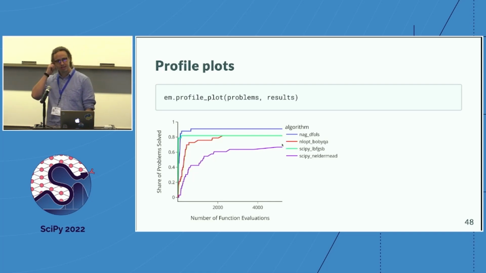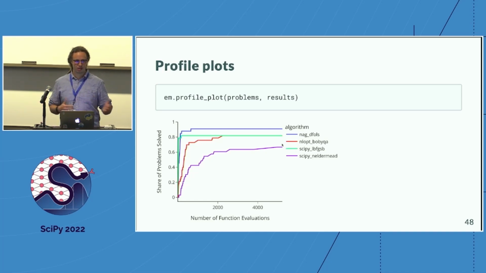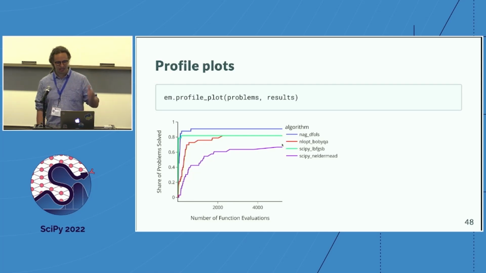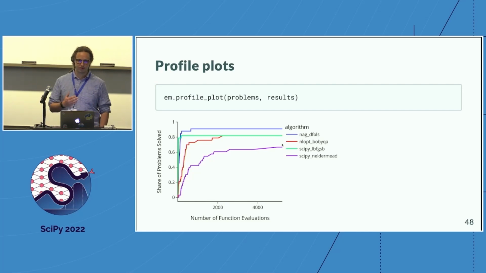But of course, this statement is contingent on this specific set of problems, which is rather varied. We could easily find a set that has only non-differentiable functions, and then LBFGSB would not solve a single one of them. So it's really only for this specific set of problems.